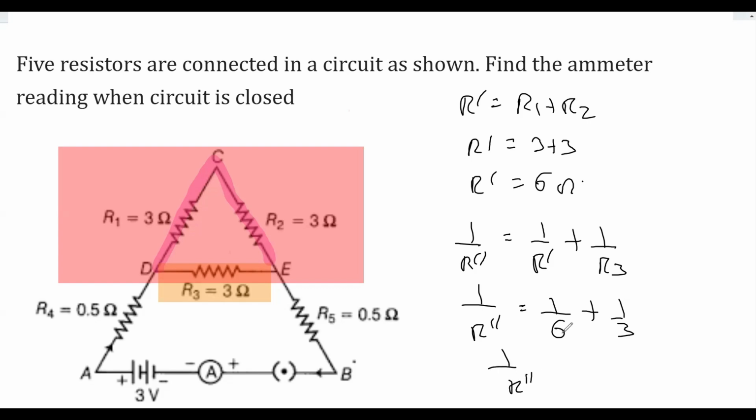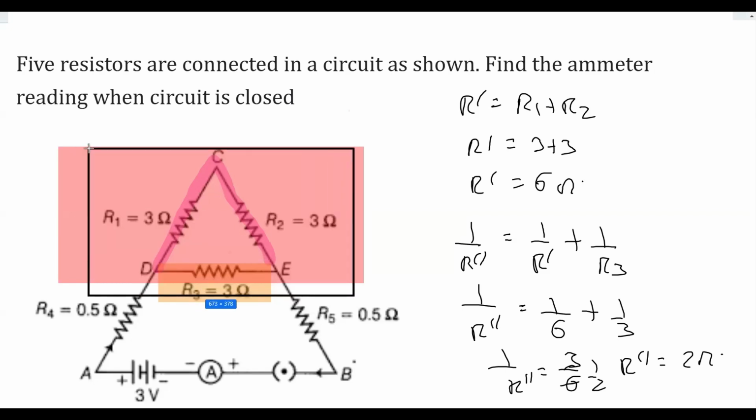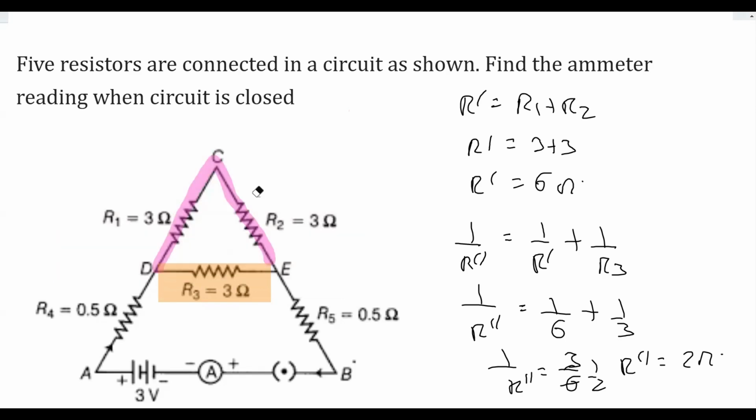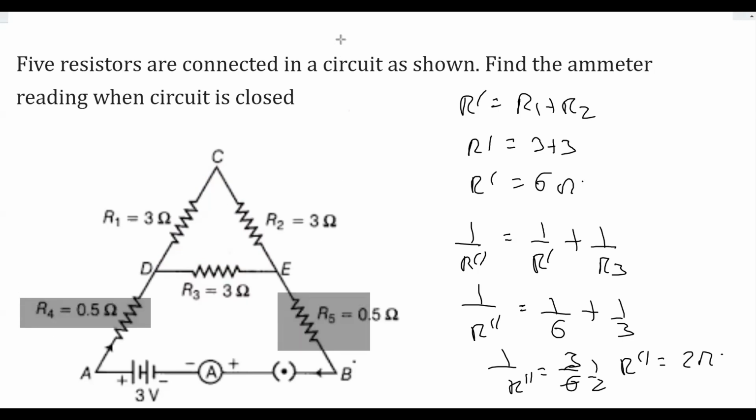So it comes out to be 2 by 6. That means 3 by 6, which is 1 by 2. So R double dash is how much? That's 2 ohm. Now check again that this part, which I mentioned as R double dash, is connected with other resistors. You can see that with this and this, is it connected in parallel or series?